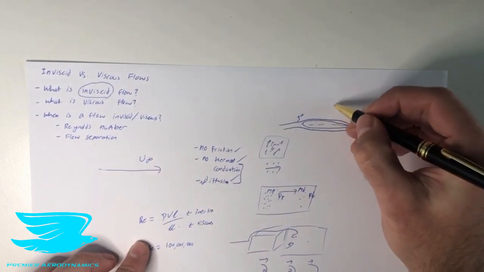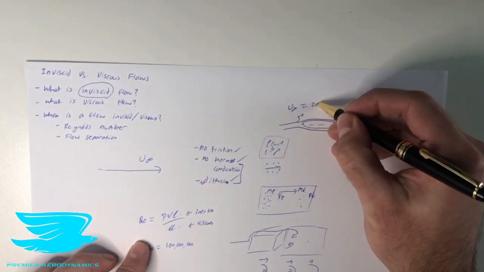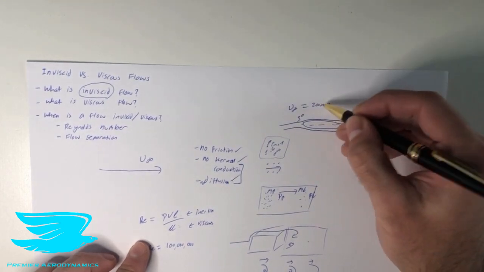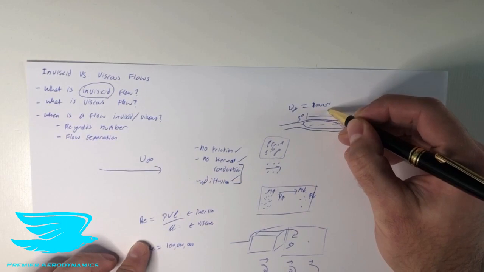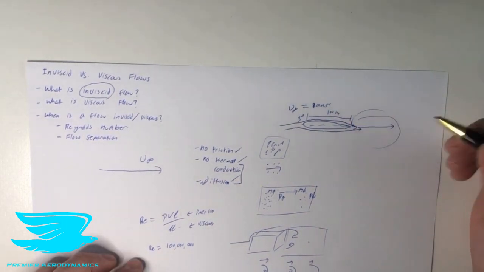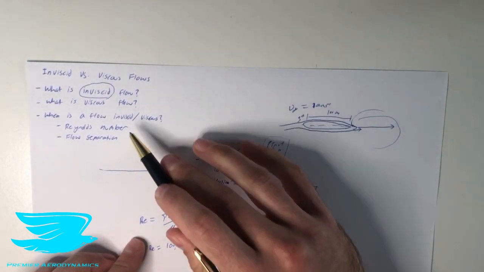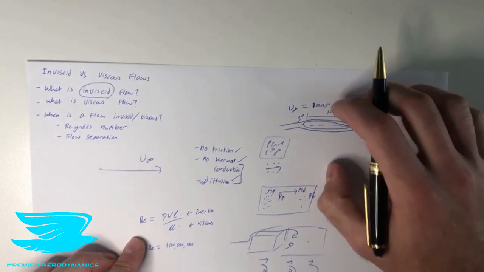Also, if we have a very high Reynolds number, so let's say the free stream velocity is 200 meters per second, or even let's say 100 meters per second, and the length of this is 100 meters, this is going to have a very high Reynolds number. So that means that we're going to be fulfilling both criteria. And we can say, okay, in this situation, the flow is inviscid.